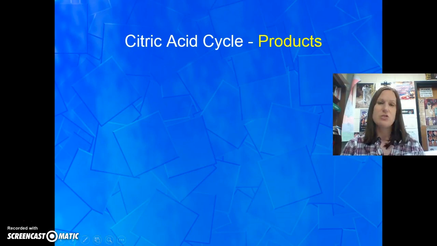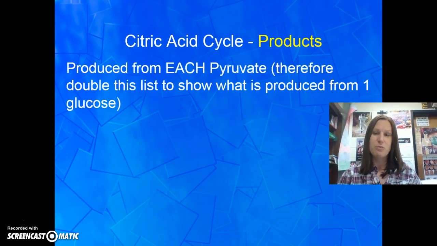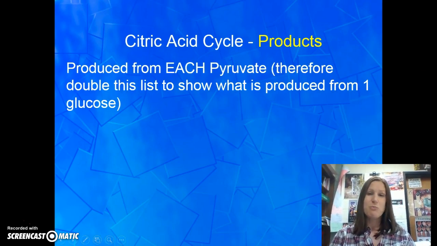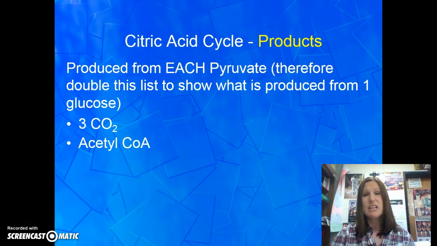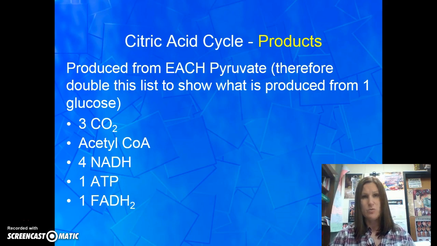So obviously we're going to have to double in order to get both pyruvates through. So what are the products of the citric acid cycle? Well, the first product produced from each pyruvate. So again, we're going to double this list to show what is produced from 1 glucose. From each pyruvate, I'm going to get 3 carbon dioxides. I'm going to get an acetyl-CoA. I'm going to get 4 NADH, 1 ATP, and 1 FADH2. Okay, again, to see what is produced from a glucose molecule, we simply double this list. Okay, so those are our end products.